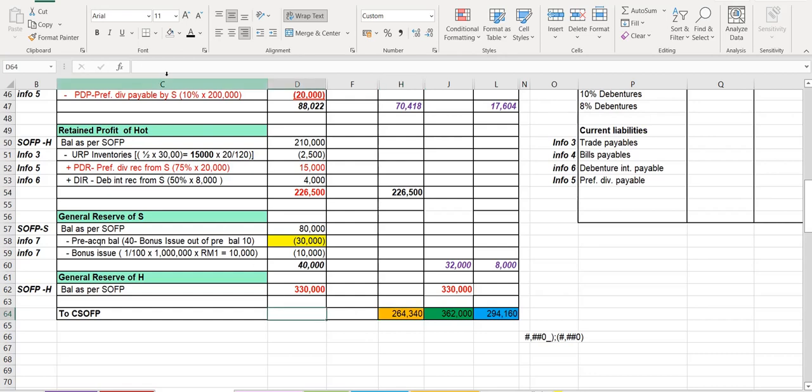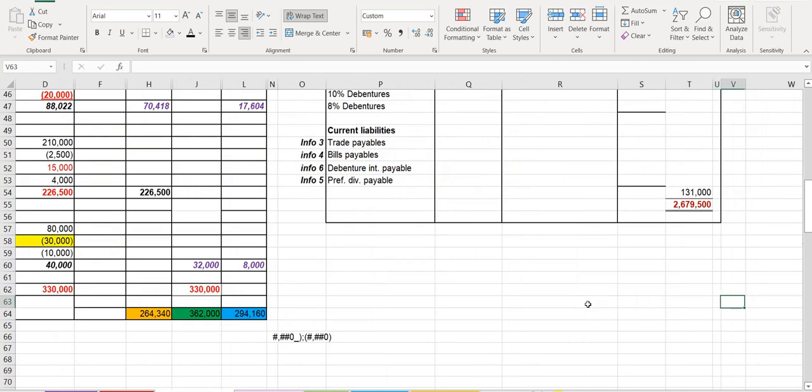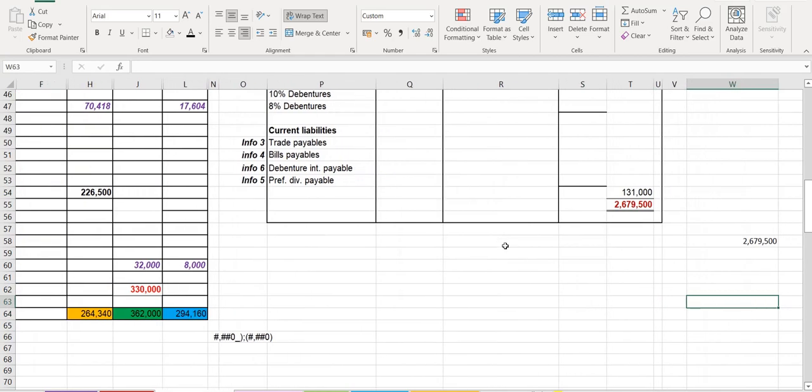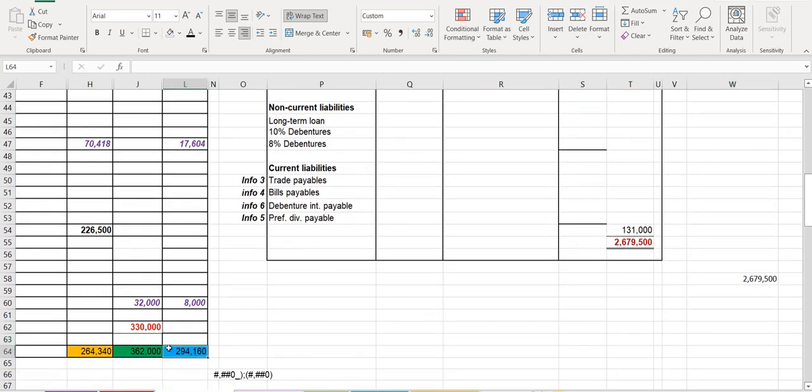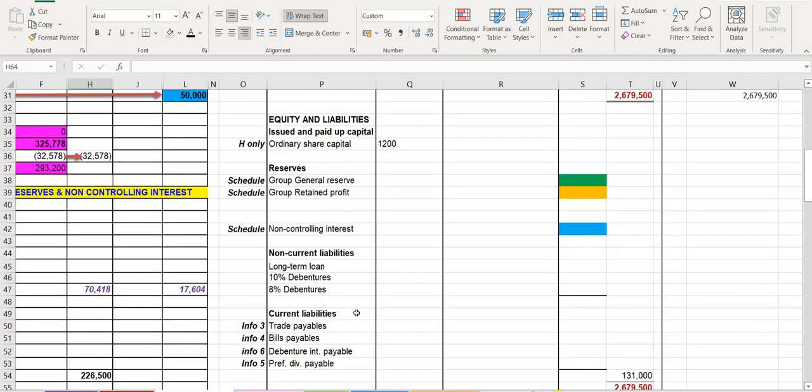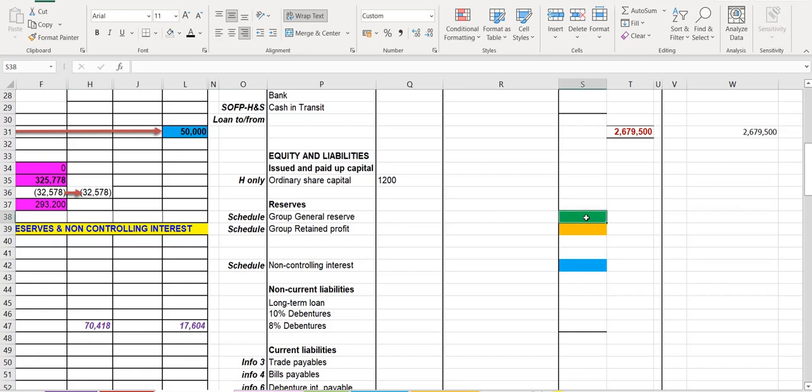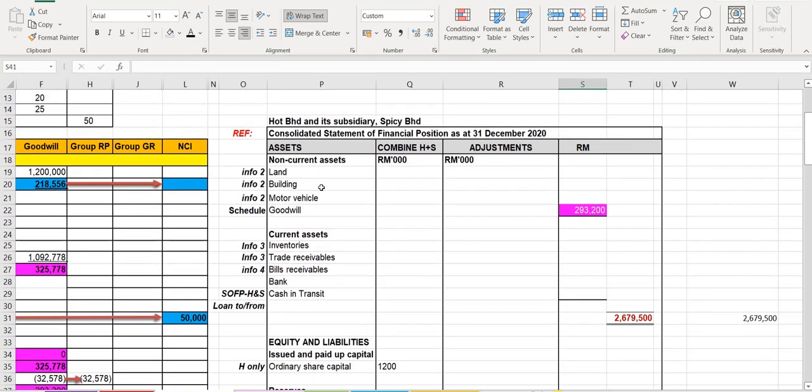So what you will do now is show this in the preparation of the consolidated statement of financial position. So I'm putting what I have here first, these three items, and I'm going to put them here, what I have in my reserve section and equity section, so that you won't miss that. So now we will start our preparation.